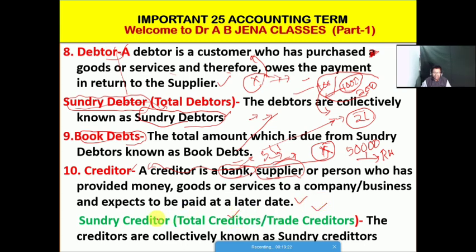So दूसरा नाम क्या है sundry creditor का? You can say that it is the total creditors or the trade creditors. The creditors are collectively known as the sundry creditors. We have already seen this by citing this example. Similarly, I am hopeful you are clear.